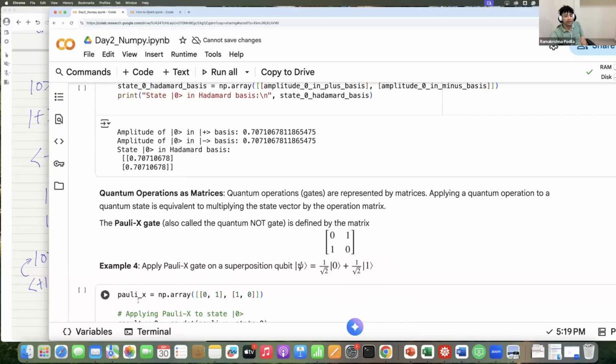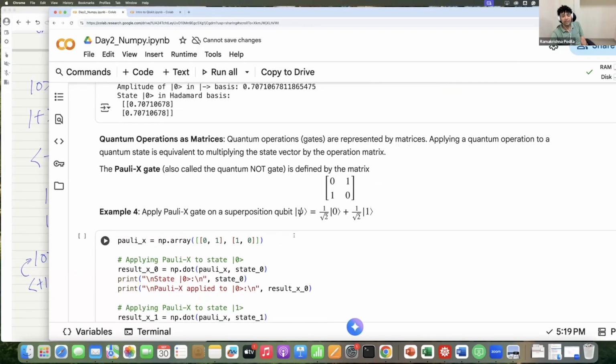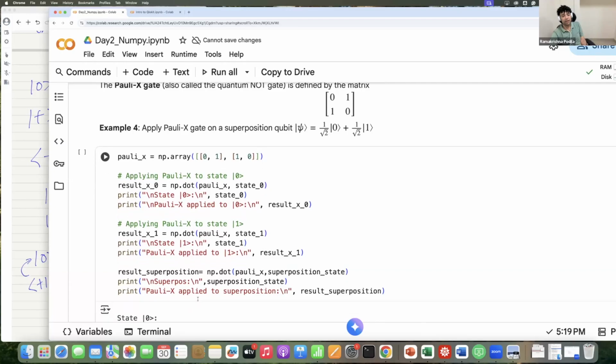So the way you can define a matrix is you can use an array, right? The first row is 0, 1, and the second row is 1, 0. And then when you want to apply this to the state 0, you can do a matrix multiplication, which we will see in a minute, or you can just do the dot product. Either way, it is fine. And then we can look at what comes out.